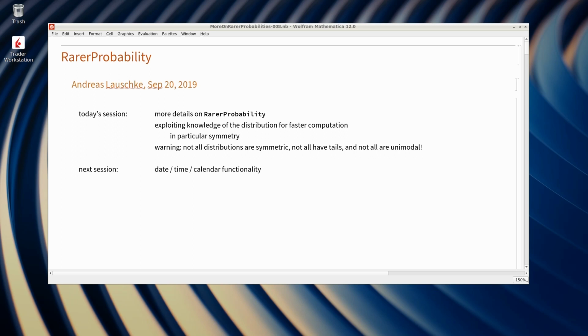Today I will be looking closer at rarer probability. I had already introduced it during my last session. I would like to use rarer probability to explain a couple of general features of continuous distributions that you should be familiar with as a data scientist who deals with continuous distributions all the time. I will then apply them directly to rarer probs.